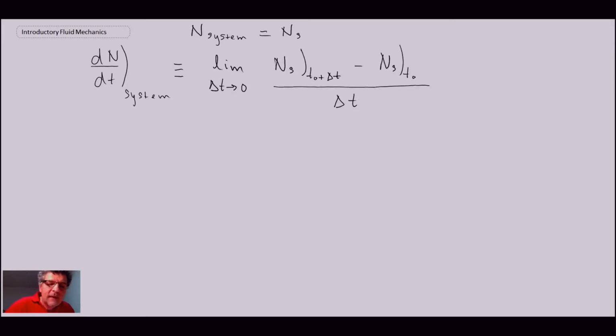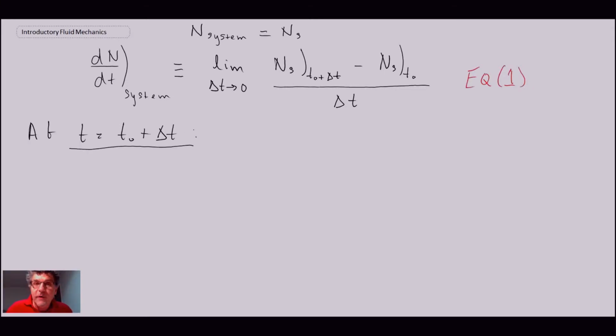So this is a definition of the time rate of change, and I'm going to call this equation 1. This is the equation that we're going to build from as we go through this derivation. I'm going to begin by looking at what is happening to our intensive property or extensive property at time t0 plus delta t.